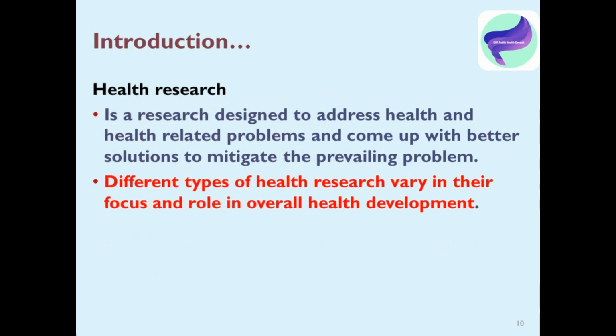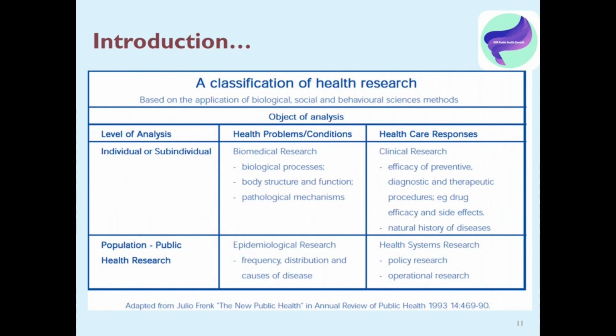What is health research? Health research is research designed to address health and health-related problems and come up with better solutions to mitigate the prevailing problem. Different types of health research vary in their focus and role in overall health development. So now let's see classification of health research based on the application of biological, social, and behavioral science methods. The objects of analysis used in this classification are the level of analysis, health problems or conditions, and healthcare responses.